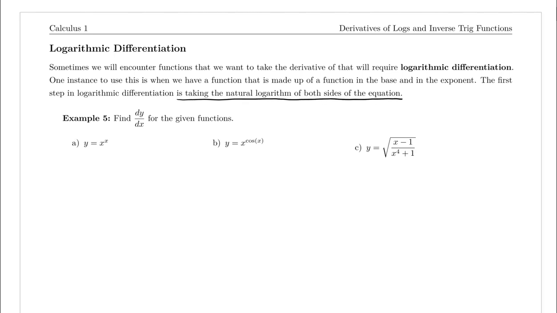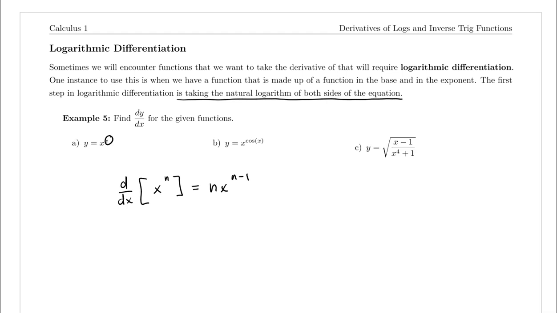All right, so example 5 says find dy dx for the given functions. Part A says y equals x to the power of x. Now, why can't we just use the power rule on this? Well, in order for us to take the derivative of something like x to the nth power, n has to be a constant, and then we have n times x to the n minus 1. Here, our exponent is x, which is not a constant, so we cannot use the power rule on it. Please be careful and don't use the power rule on this.